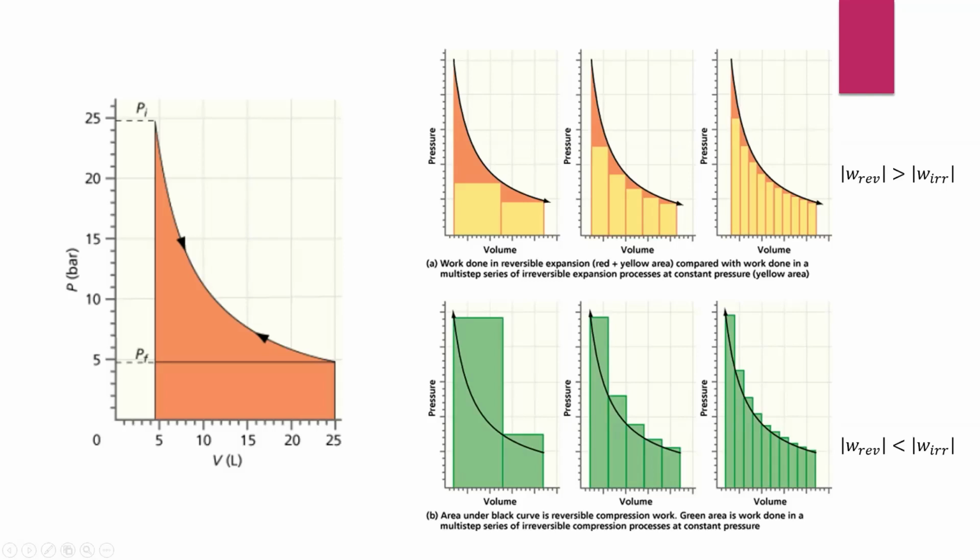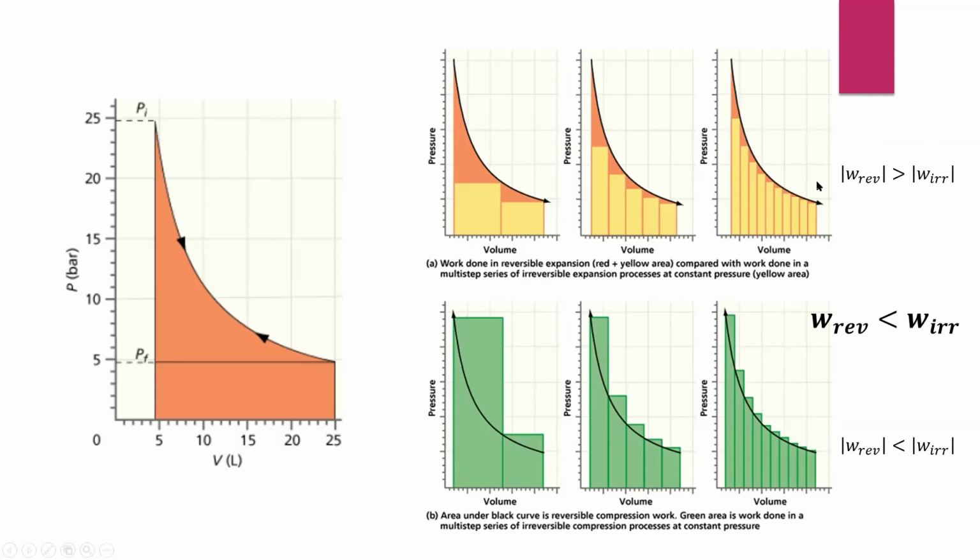Since we have a sign convention for work, we can put these two things together. Here we're just looking at the magnitude, the area under the curve. But if we put these two things together, we end up with the following. We get that the reversible work is always less than the irreversible work. So that makes sense for this case down here.